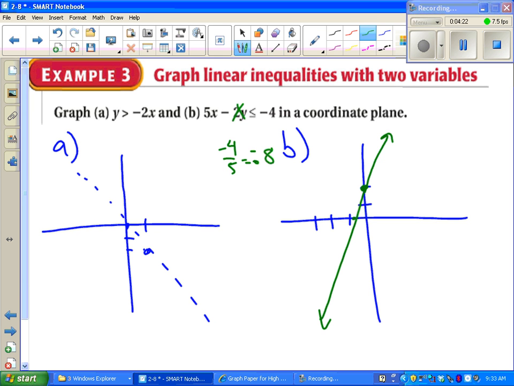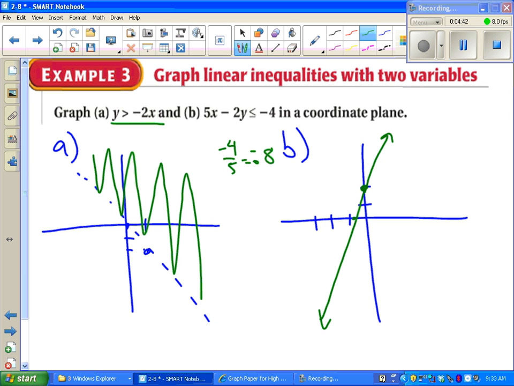If you stop here on A and B, you've made a mistake. We haven't shaded yet. We have to do the right shading. Y is already by itself on part A, and I say I want bigger than negative 2x, so I need to shade above.